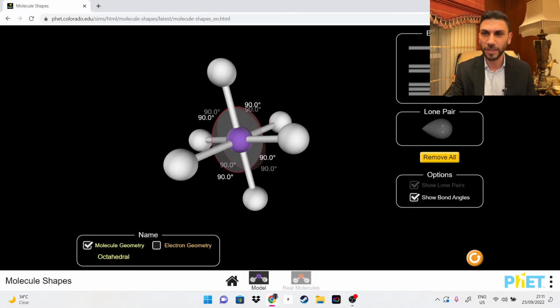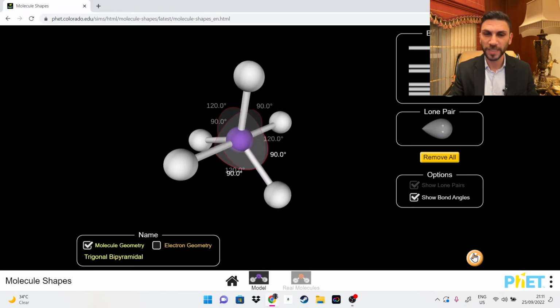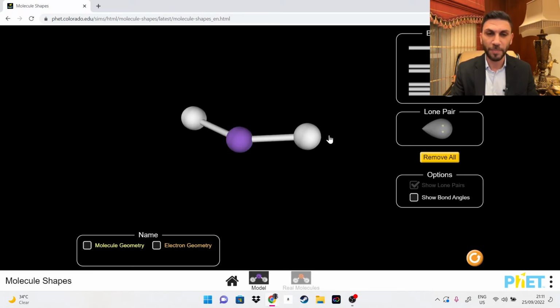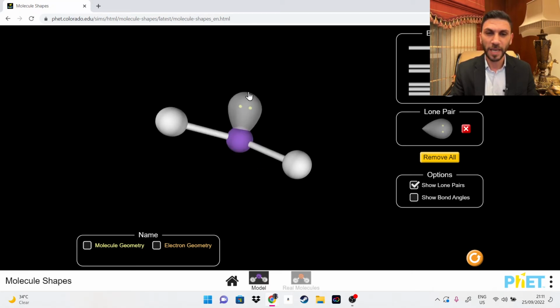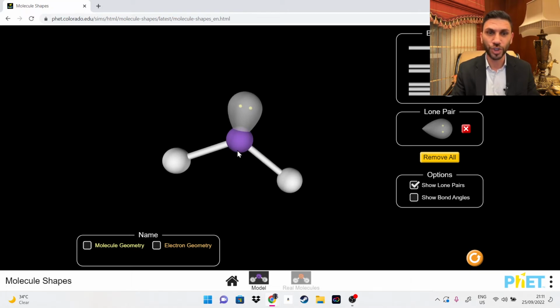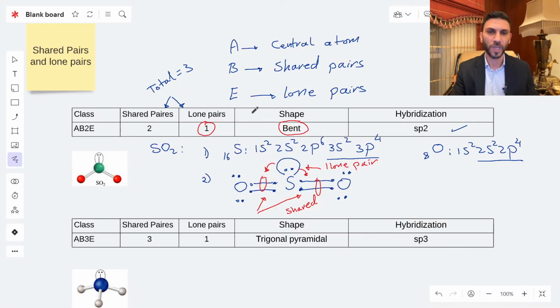Let's have an example here. For example, this is the BeCl2 without any lone pair. If I'm going to add 1 lone pair, what happens is the lone pair will push away the 2 shared pairs, and the molecular geometry will be bent. Let's check the bond angle. It's 120 because we have only 1 lone pair. All right.